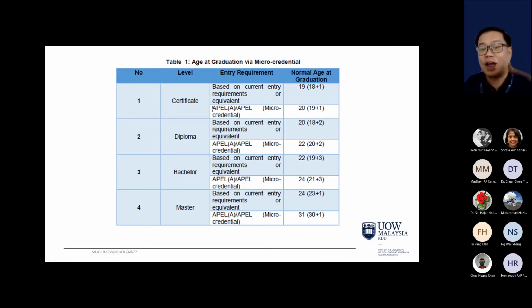Different, like for APEL A and so on. For you to get entry requirements and so on is a little bit different. Need not worry about this lah. Okay, you need not worry. I just wanted to show it only.